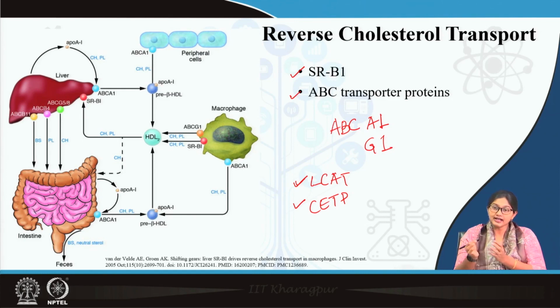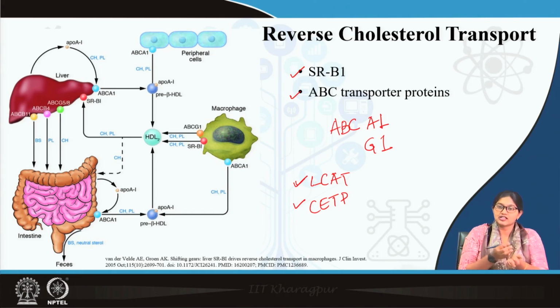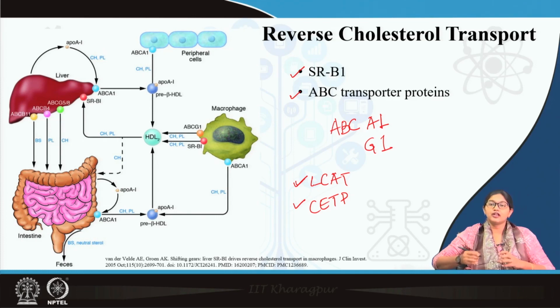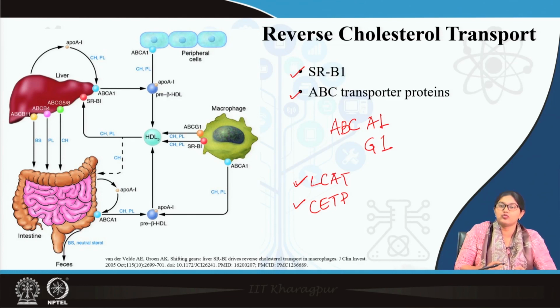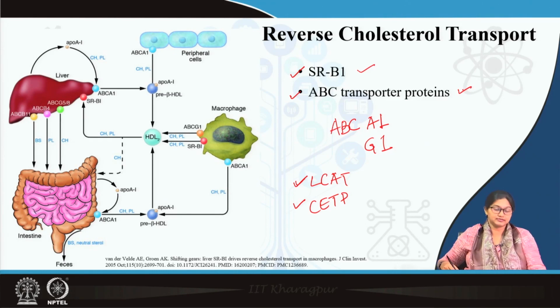The gradient difference of cholesterol between HDL and extrahepatic tissue is the main reason for cholesterol transfer from extrahepatic tissue to HDL. So, basically whenever cholesterol poor HDL is circulating through the extrahepatic tissues, which contain a high amount of cholesterol, there is reverse cholesterol transport through the receptor SRB1 as well as the ABC transporter protein.